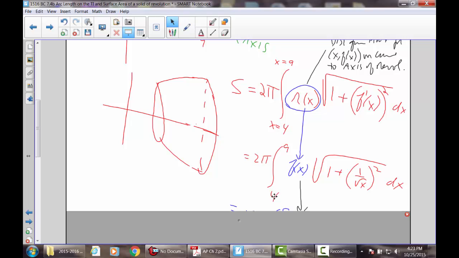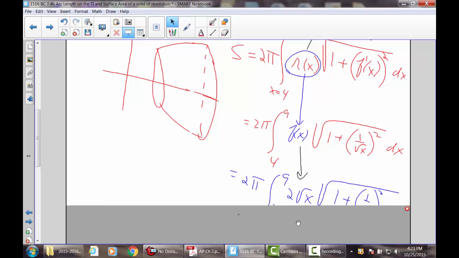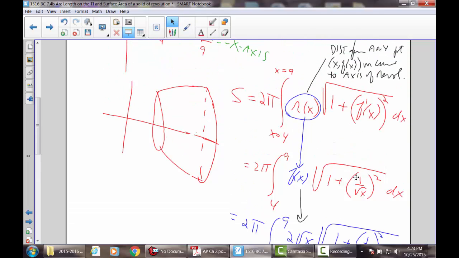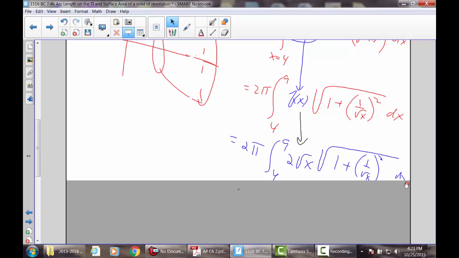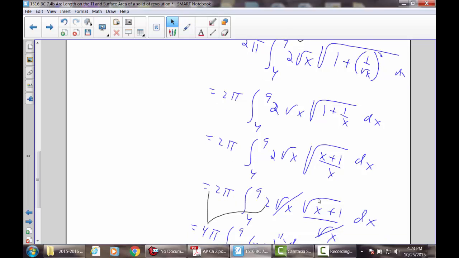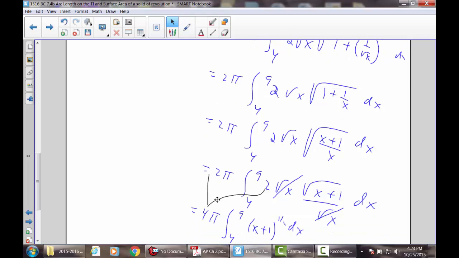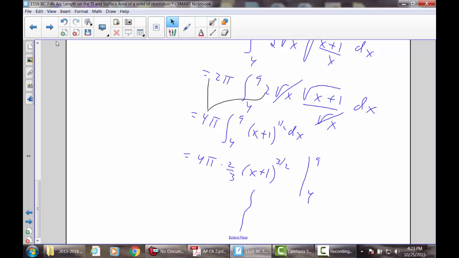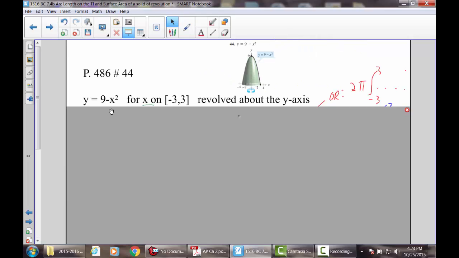So we have 2 pi integral from y equals 0 to y equals 9 of our f of x, which of course we have to express in terms of x, which is 2 root x. The derivative, remember, was 1 over root x, and then comes all the simplifications. So you'll square that, you'll find a common denominator, you'll pull the 2 on the outside. At this point, when you break up the fraction, you'll be able to cancel the root x's, etc., and then you'll evaluate.